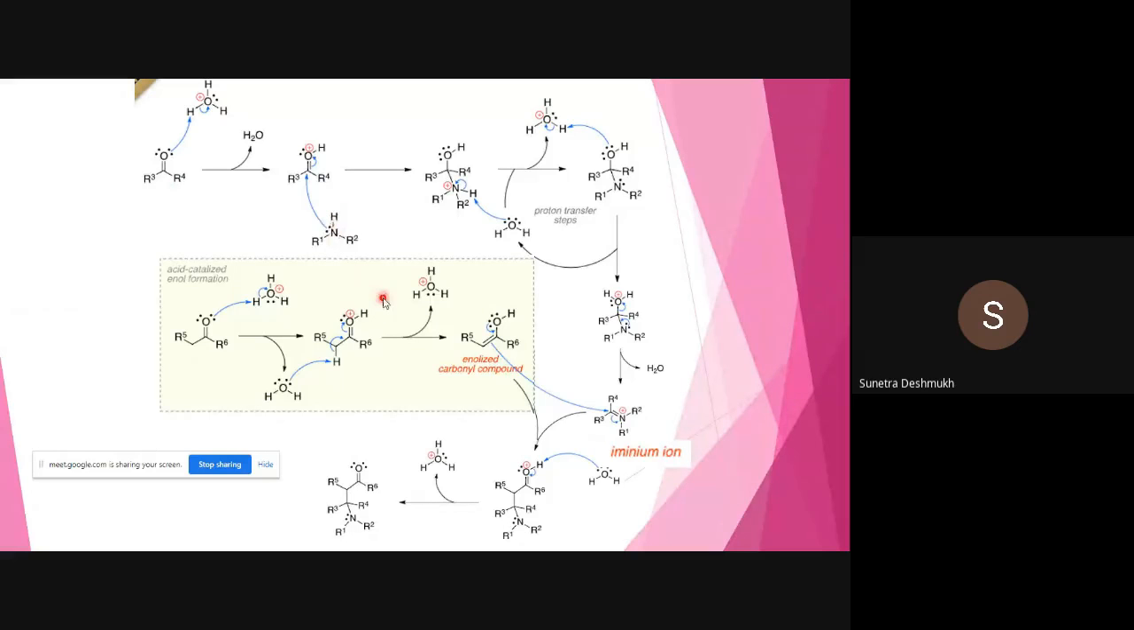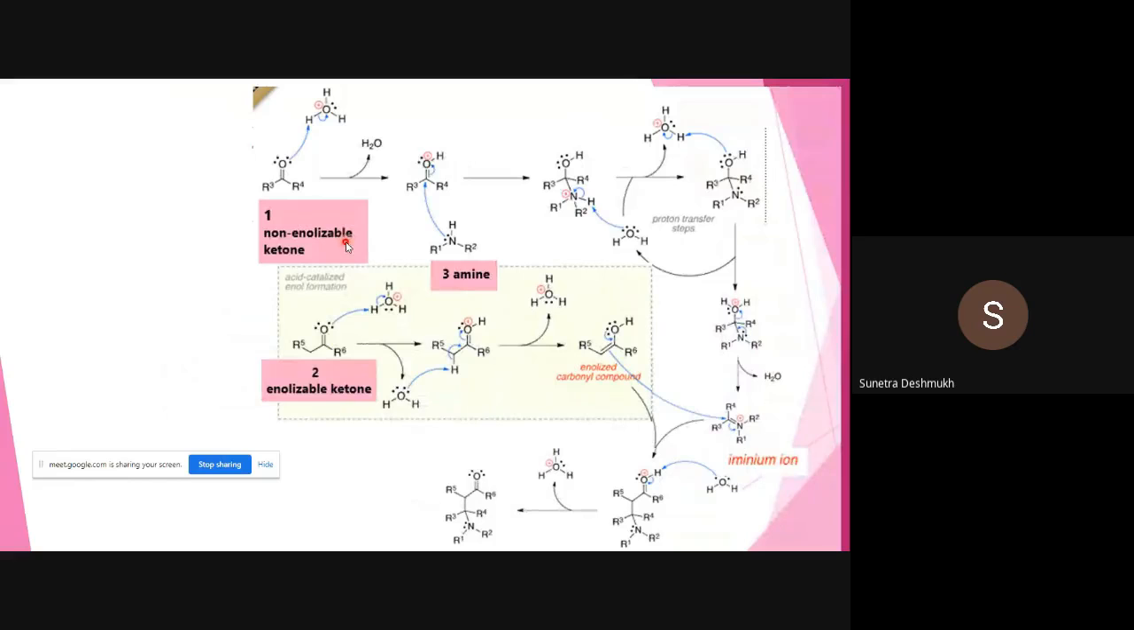Amine. One moment, please. So one more slide is here. There are three starting materials. The first one is here, a non-enolizable ketone. The second one is an enolizable ketone, and the third one is an amine. This is a secondary amine. Okay.